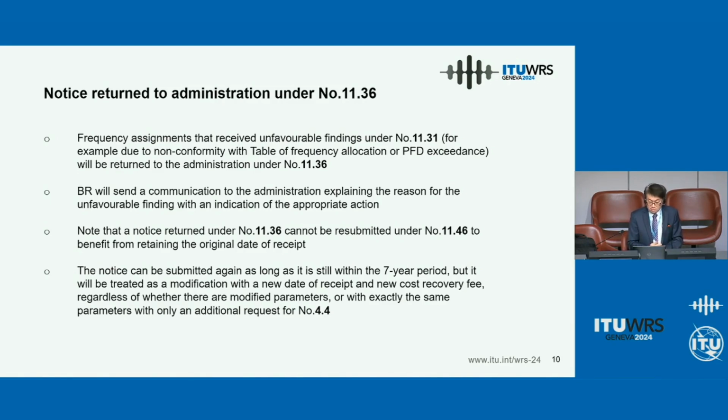Okay, so if it's returned with an unfavorable finding under 11.31, and you would like to submit again, whether with the same parameters, just requesting for 4.4, or change of parameters to make sure that you comply with the limits or with the RR, this will be given a new date, okay? New date of receipt. New date of receipt means that if it's past the 7 years, it is no longer possible. The satellite network may be suppressed. And also new date means that we will process it again and we will charge a new cost recovery fee.